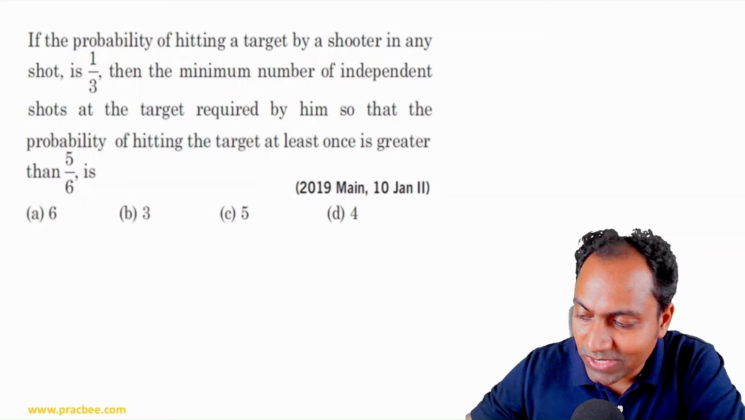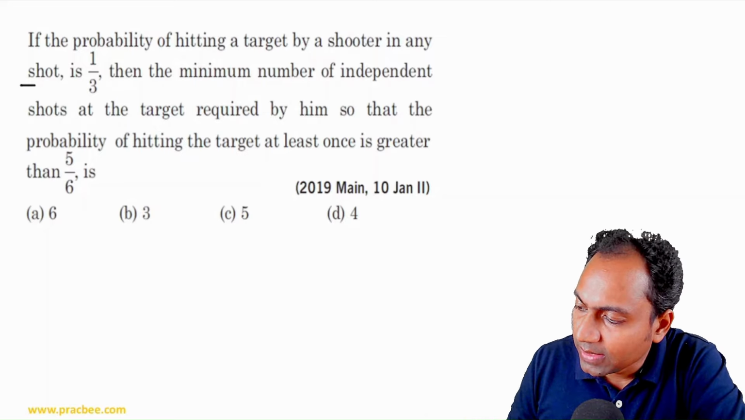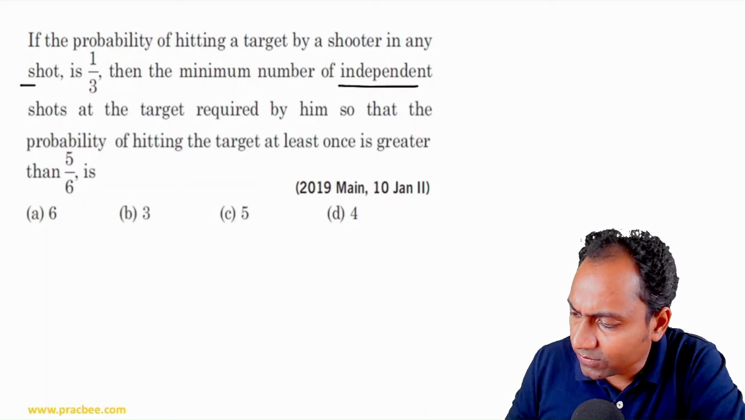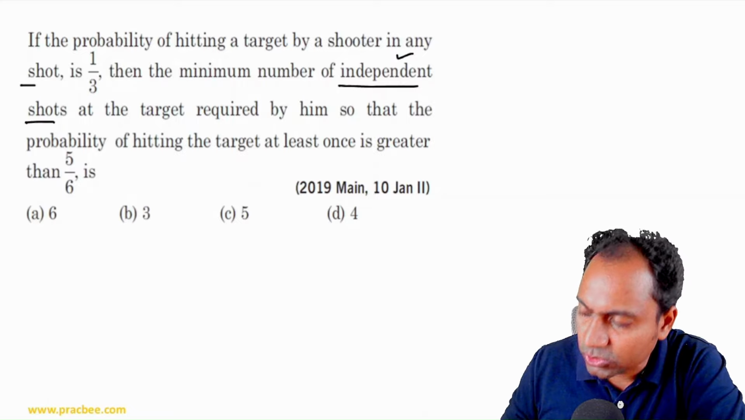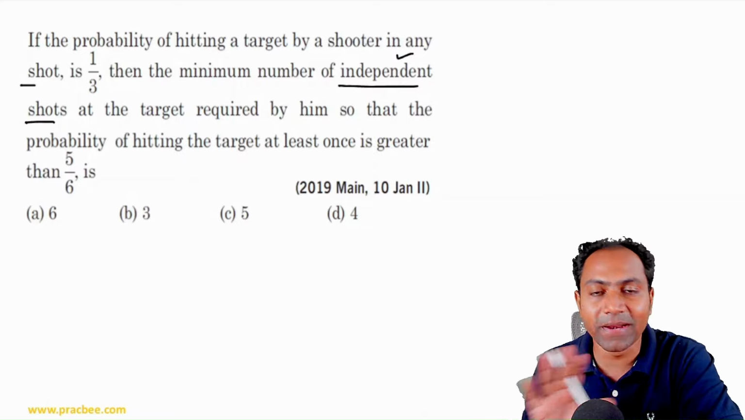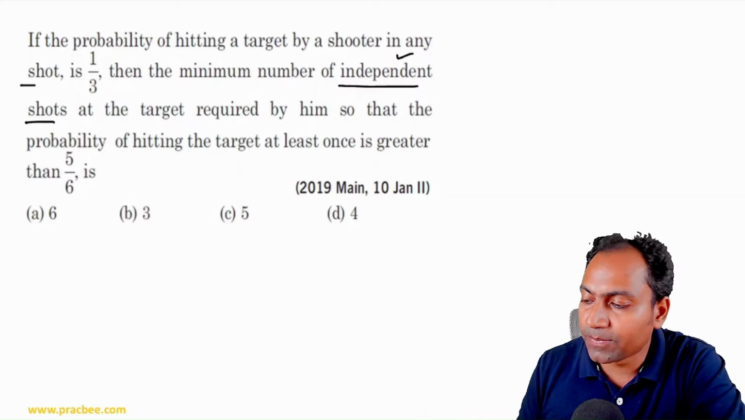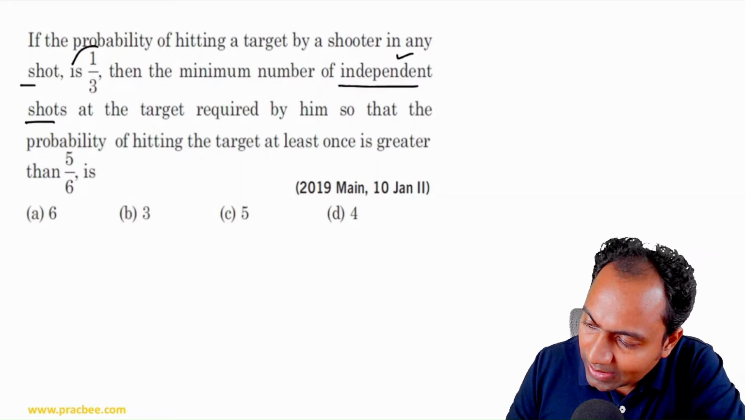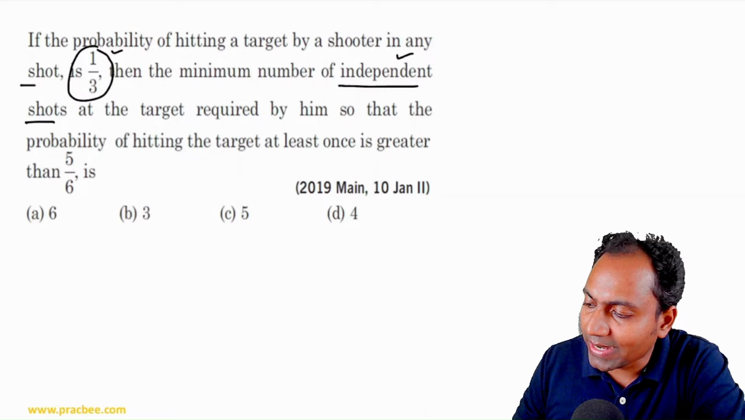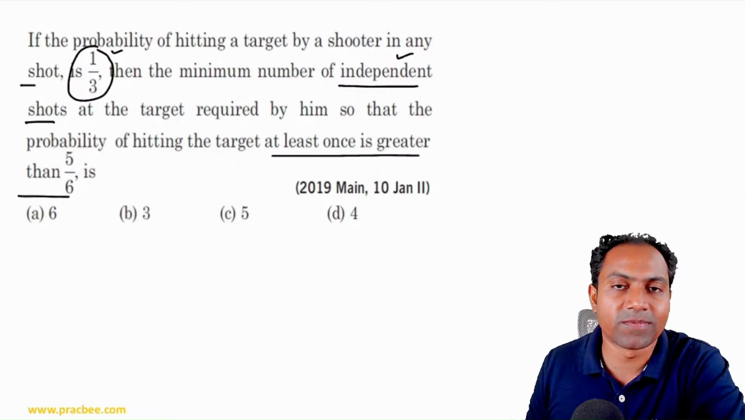Now this next question of JEE talks about a shooter firing n shots in such a manner that the probability of hitting each of the shot is independent of other shots. So whether first will hit or second will hit or third will hit are independent events. None of them depends on each other. The question says that if the probability of one shot getting hit is 1 by 3, then how many shots at least need to be fired so that the total probability is greater than 5 by 6.